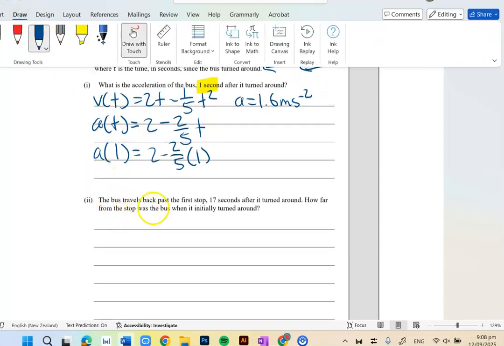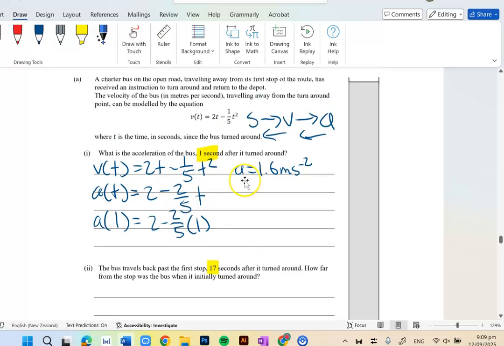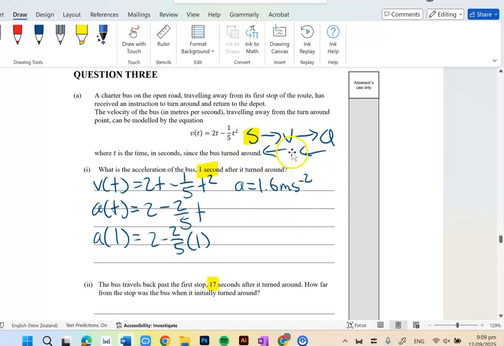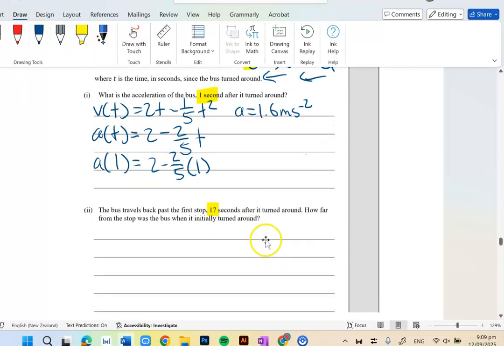The bus travels back past the first stop 17 seconds after it turned around. We've got a new time value now. How far from the stop was the bus when it initially turned around? So we've got to anti-differentiate, because this stands for the distance equation, by the way. We just write it as S. We've got to go backwards, which means we've got to anti-differentiate.